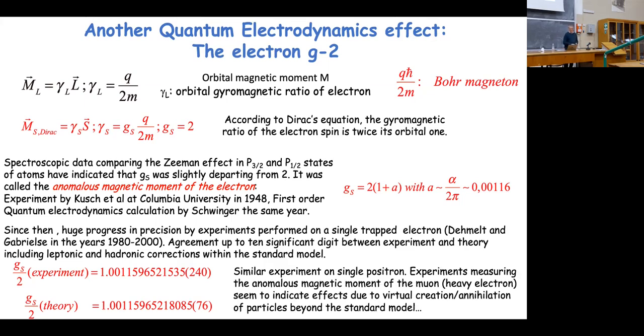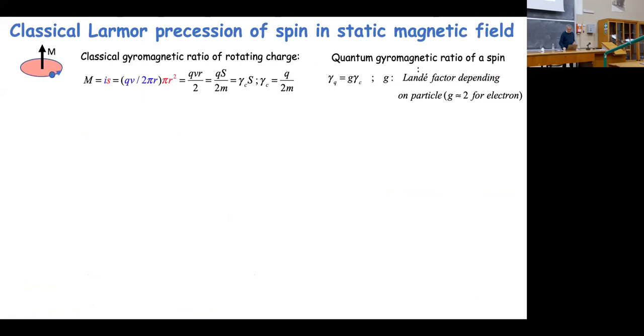Similar experiments have been done with a single positron, and experiments measuring the anomalous magnetic moment of the muon, which is a heavy electron, are now being performed, and they seem to indicate that you have some contribution to these vacuum fluctuations, which cannot be explained by the standard model that we have now. So there is maybe some new physics which will come from this kind of experiment.